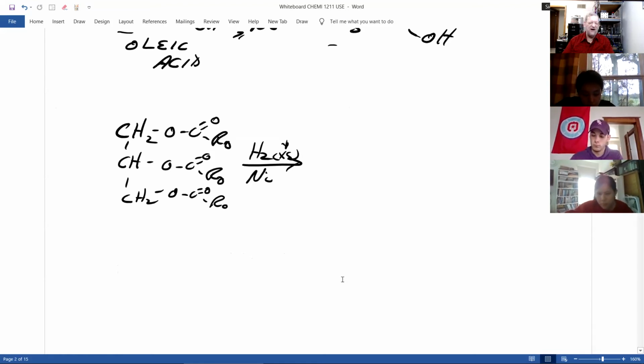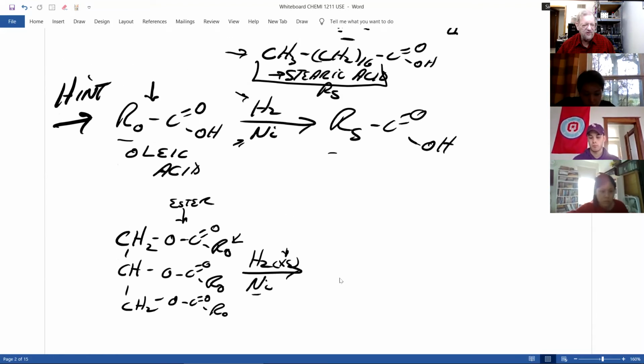All right, I think everybody's done. So let's look at this. Well, I have an ester here, and that won't react under reaction conditions of hydrogen gas and a catalyst, nickel. But in R sub O, I have a double bond. And what did you learn up here? R sub O becomes R sub S, the stearic group like that.